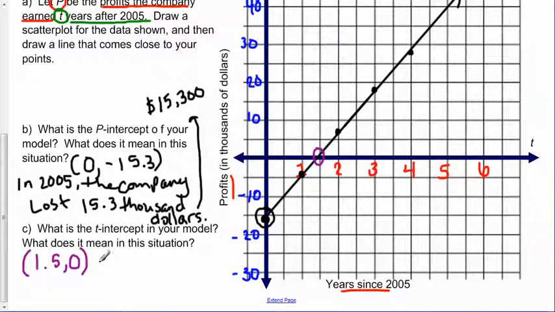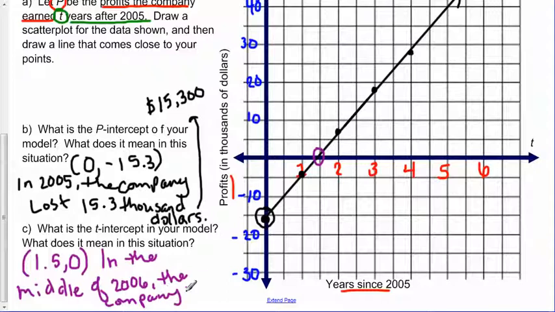So we could say, what does that mean? So we could say in the middle of what year? Well, remember we said it's since 2005. So in the middle of 2006, oops, let me change that out. So in the middle of 2006, the company was breaking even. And that means they didn't have any loss, but they didn't have any profit either.